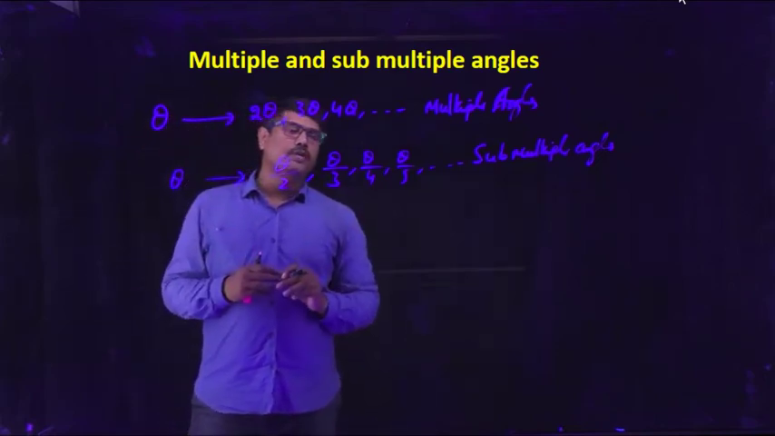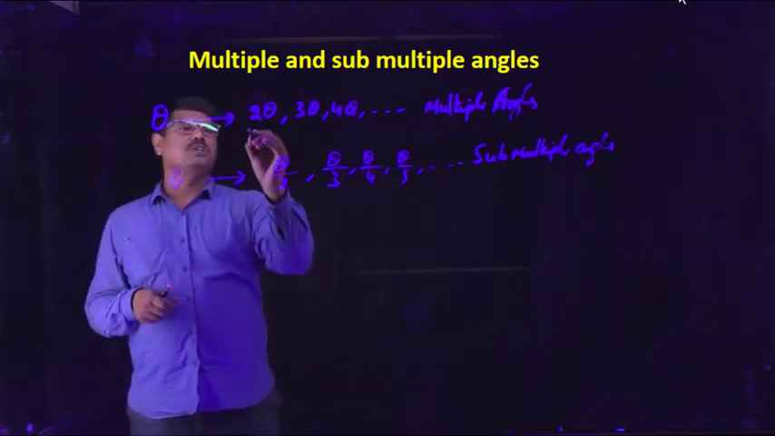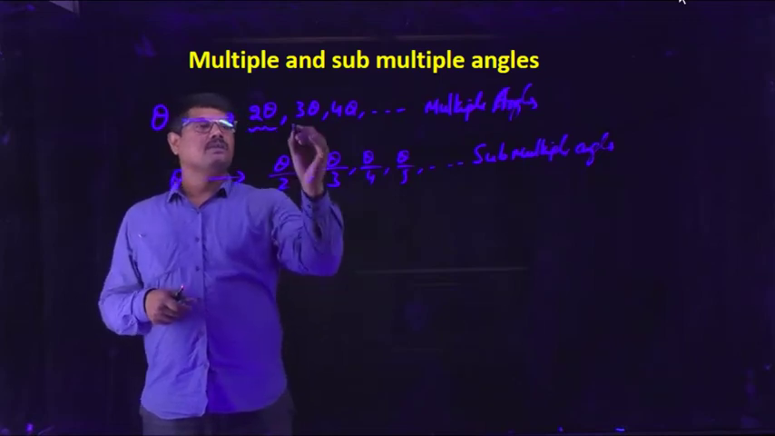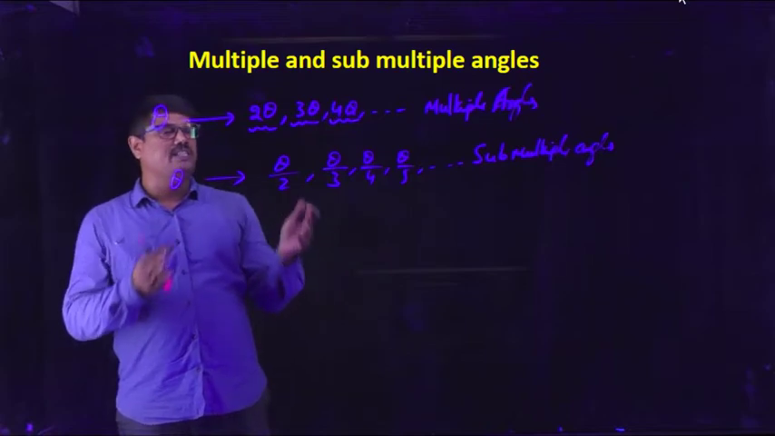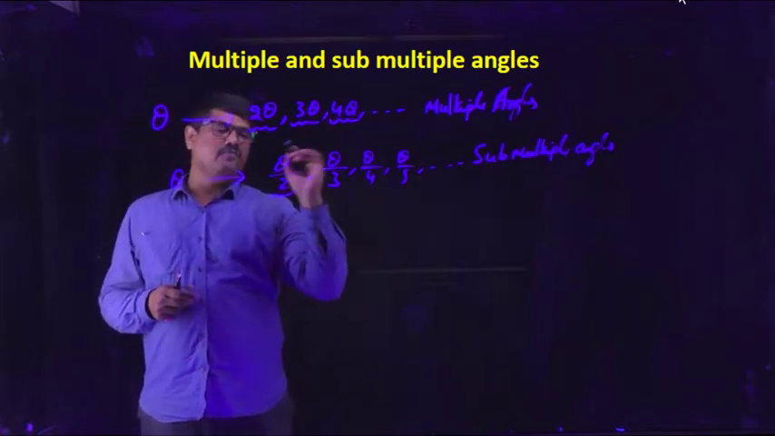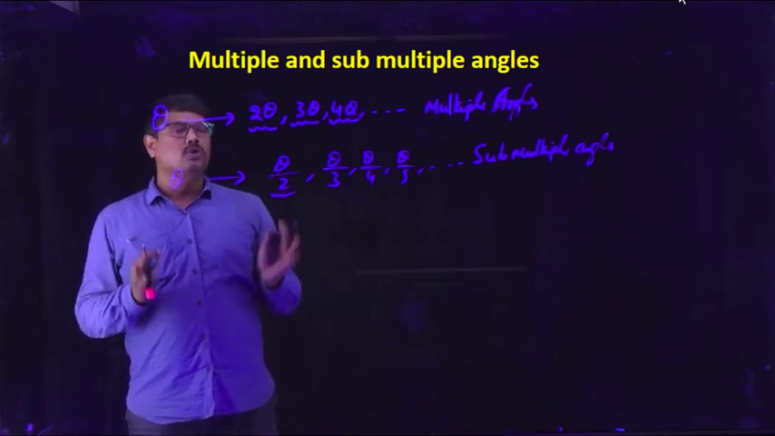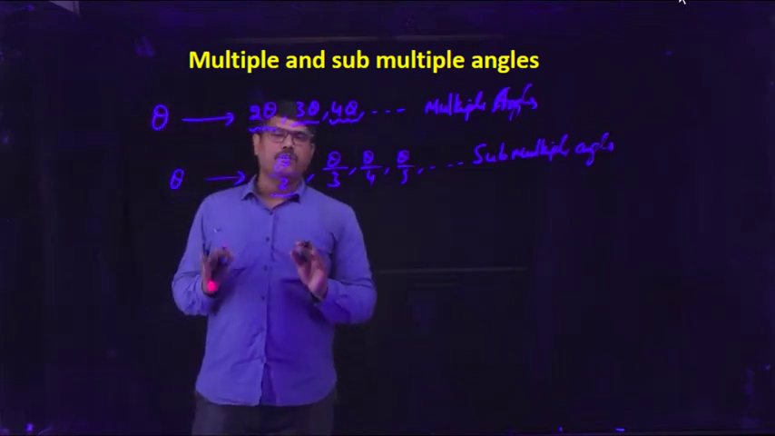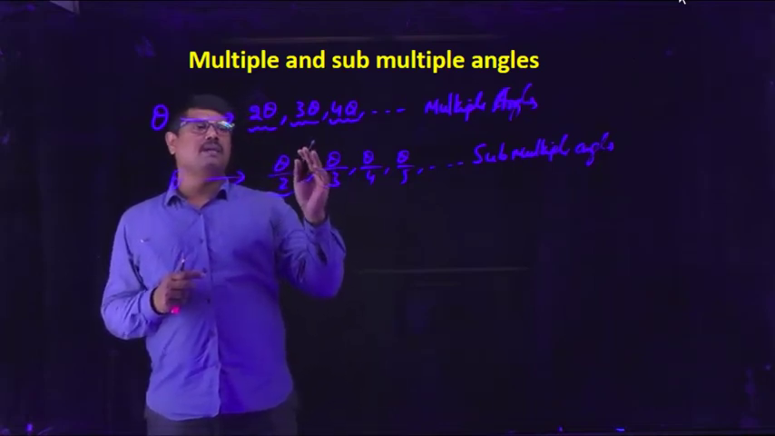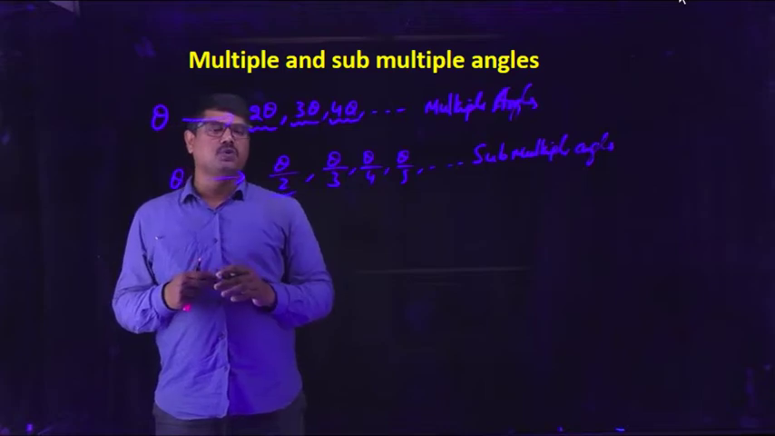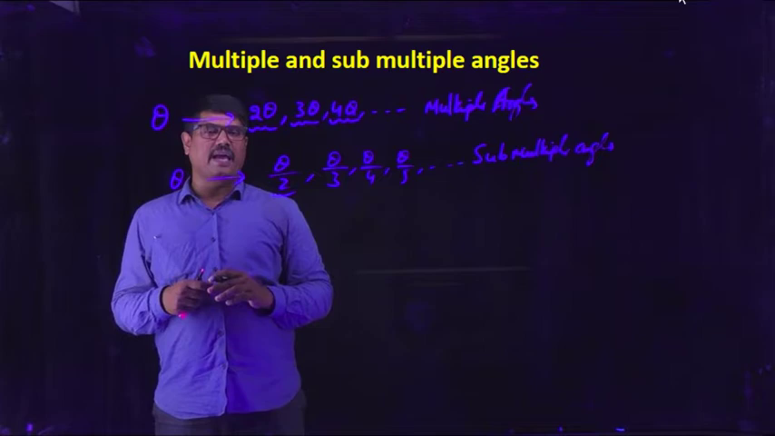Now we are going to see the formulas of the trigonometric ratios for the angle 2 theta, the angle 3 theta and the angle 4 theta, how we can define them, and later how we can find theta by 2, theta by 3 and so on. In this video we define multiple angles and submultiple angles and how trigonometric ratios are involved in them.